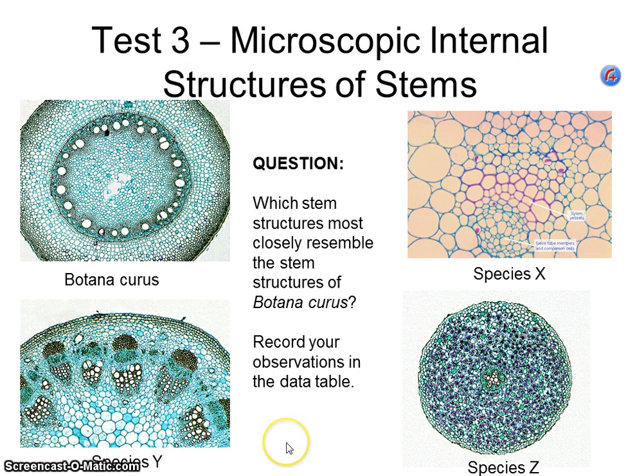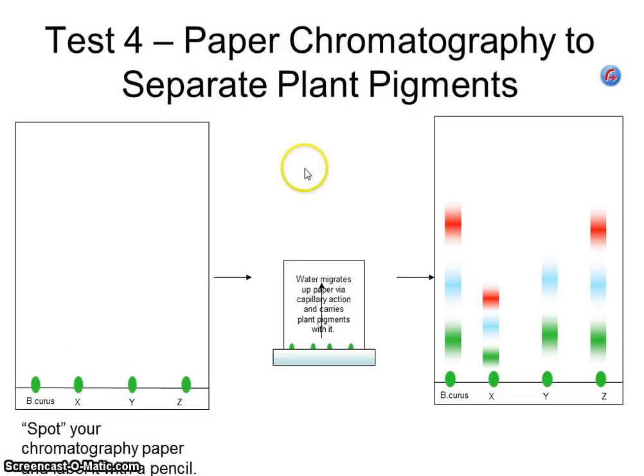And again, you're going to compare the structures that you see in the microscopic pictures to the structures that are in each one of the species. And again, on page 8, under structural evidence and microscopic stem structure, you're going to write down your observations. Okay? All right, test 4 is a little bit more involved.